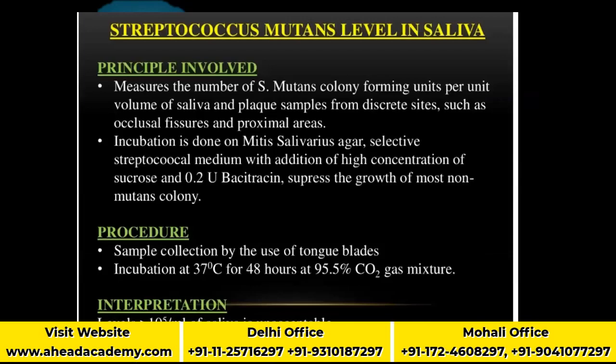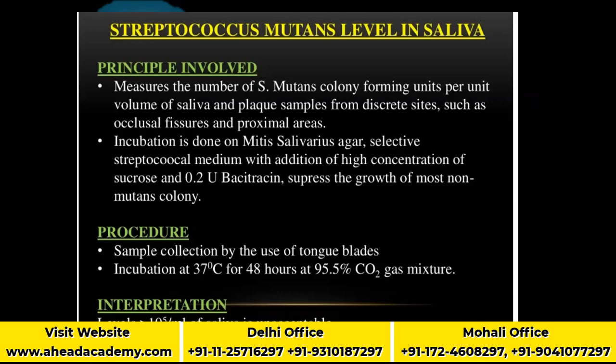Streptococcus mutans levels in saliva. It will measure the number of Streptococcus mutans colony forming units per unit volume of saliva, with respect to the saliva and plaque samples from discrete sites. It will include proximal areas and occlusal fissures. Incubation is done on Mitis salivarius agar. It is a selective Streptococcus medium.